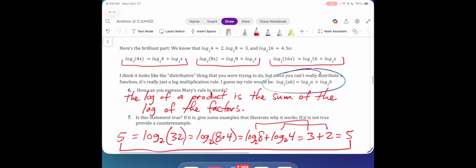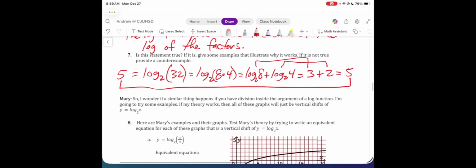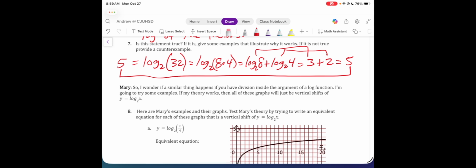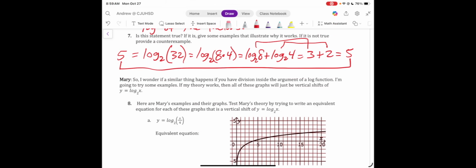Mary says, so, I wonder if a similar thing happens if you have division inside the argument of a log function. I'm going to try some examples. If my theory works, then all these graphs will just be vertical shifts of y equals log base 2 of x. So here's Mary's examples and their graphs. Test Mary's theory by writing an equivalent equation for each of these graphs that is a vertical shift of y equals log base 2 of x. So again, reference point right here, and that looks like it's down 2.